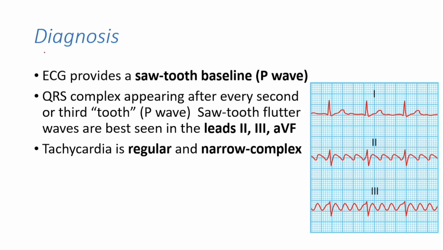Okay, now diagnosis. For atrial flutter, on the ECG you will find a sawtooth appearance or a sawtooth baseline. Like here you see, this is like a sawtooth pattern. This is the characteristic of atrial flutter, and this sawtooth appearance shows the flutter waves, which represent the atrial contraction. So remember this sawtooth appearance for atrial flutter.